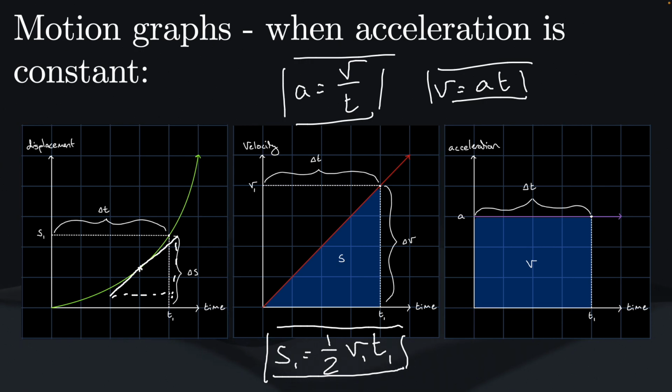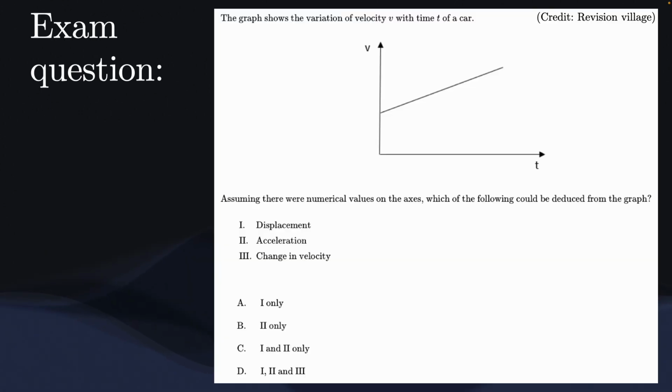And now let's move on to an exam question. The graph shows the variation of velocity v with time t of a car. Assuming there were numerical values on the axes, so pretending that we have these different values, which of the following could be deduced from the graph? First one, displacement. Can we know displacement?